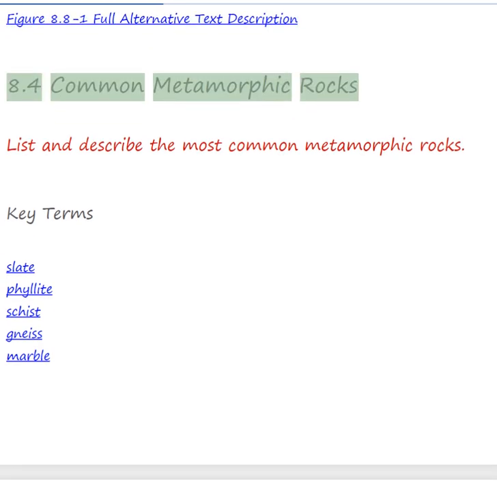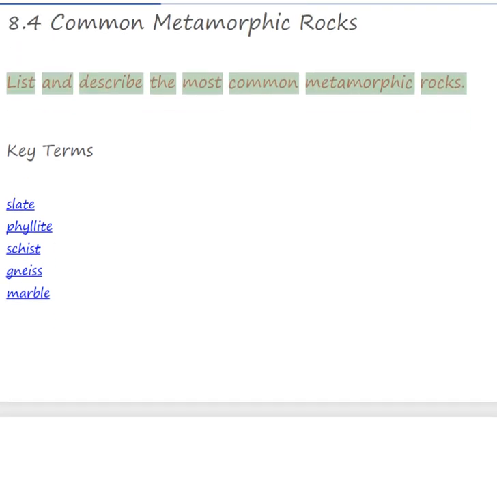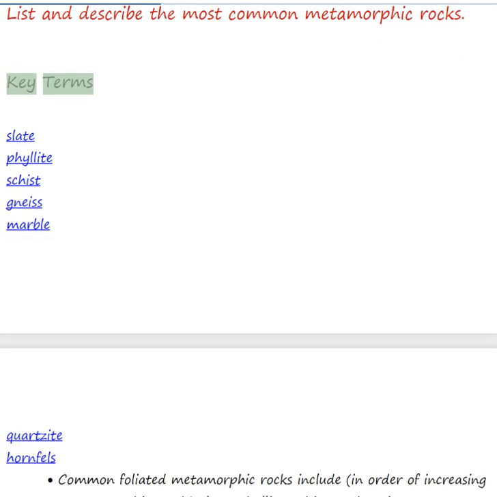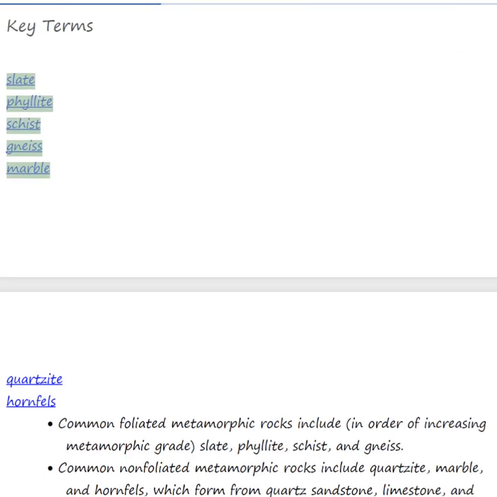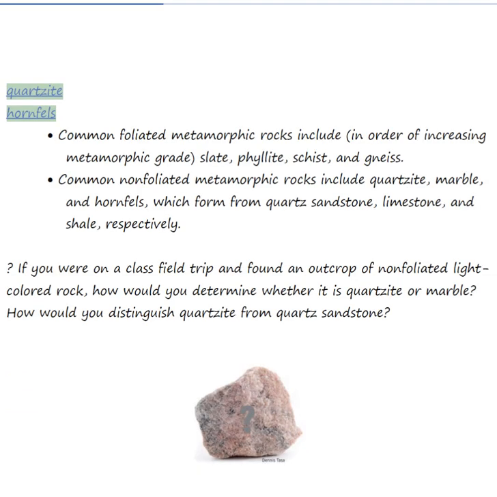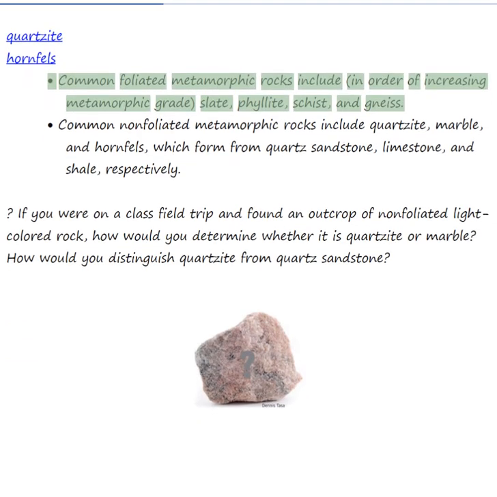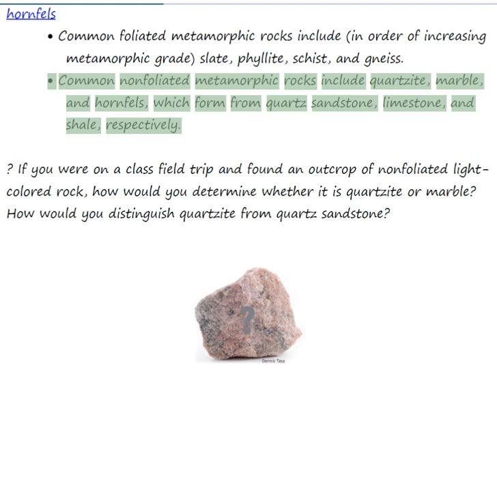8.4 Common metamorphic rocks. List and describe the most common metamorphic rocks. Key terms: slate, phyllite, schist, gneiss, marble, quartzite, hornfels. Common foliated metamorphic rocks include slate, phyllite, schist, and gneiss. Common non-foliated metamorphic rocks include quartzite, marble, and hornfels, which form from quartz sandstone, limestone, and shale, respectively.